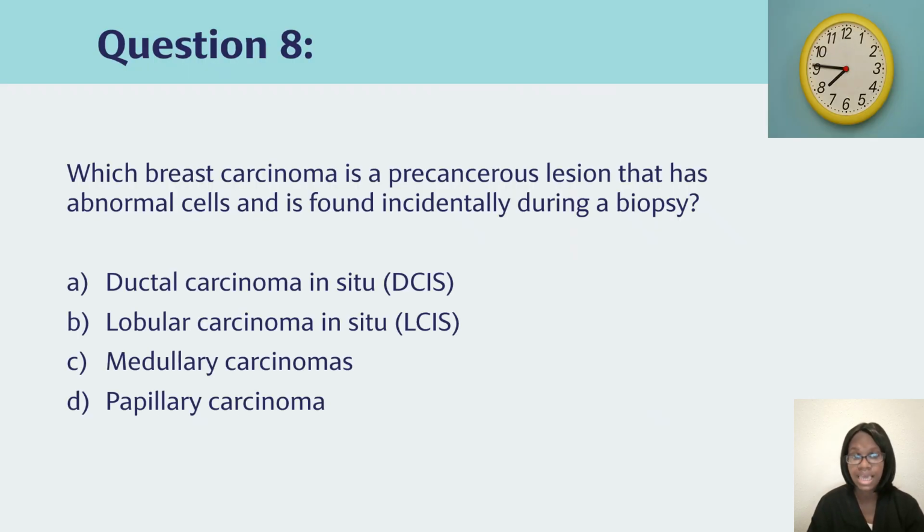Okay, for question 8, which breast carcinoma is a precancerous lesion that has abnormal cells and is found incidentally during a biopsy? Is it ductal carcinoma in situ, or DCIS, lobular carcinoma in situ, or LCIS, medullary carcinomas, or papillary carcinomas?